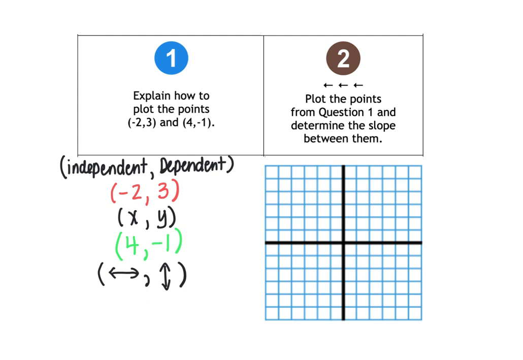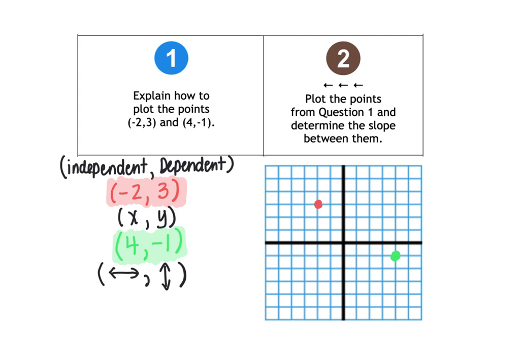So if we begin with the point -2, 3, we're going to start at the origin of 0, 0, and we're going to count to the left 2, which would be -2. And then from there, we'll go up 3, and then at this location, we'll plot a point. For the second point, we'll begin again at 0, 0 at the origin, and then we'll count over 4, and then down 1, and we'll plot the point in this location.